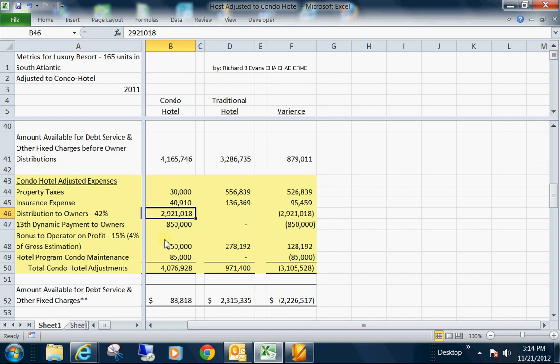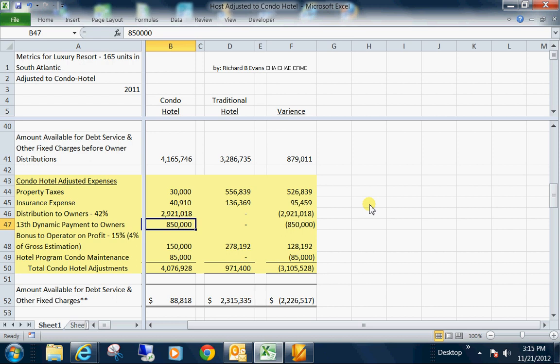42%. Of course, the traditional hotel does not have that expense, and so you can see that the difference is $2,921,018. Now in this case, once again, I already know what the profitability is, and so we really don't want any profitability in the condo hotel. We want distributions to be increased, and in this particular case, we're taking 85% of the bottom line that will be paid to owners in cash distributions before the end of the year.